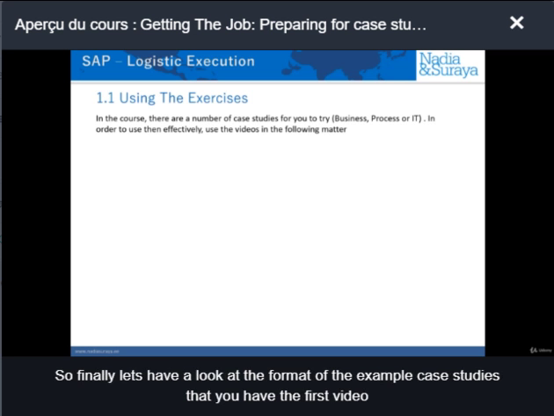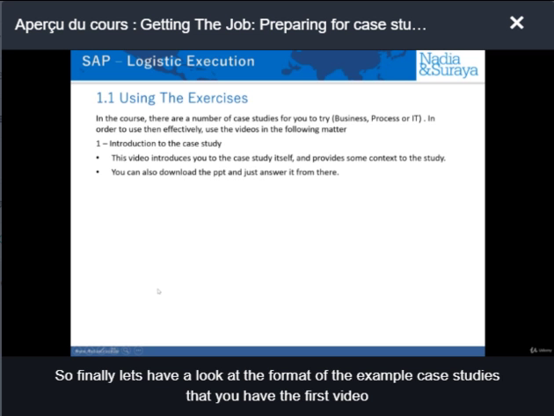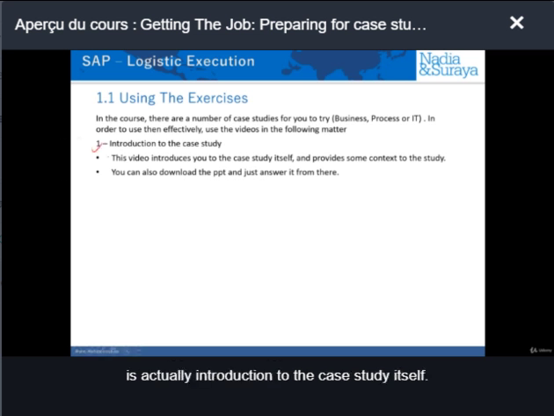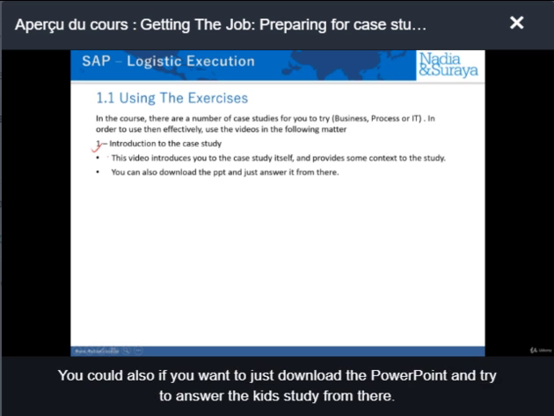So finally, let's have a look at the format of the example case studies that you have. The first video is actually an introduction to the case study itself. It's just, here is the case study, I will read it to you, maybe offer a little bit more explanation. You can also, if you want to, just download the PowerPoint and try to answer the case study from there.